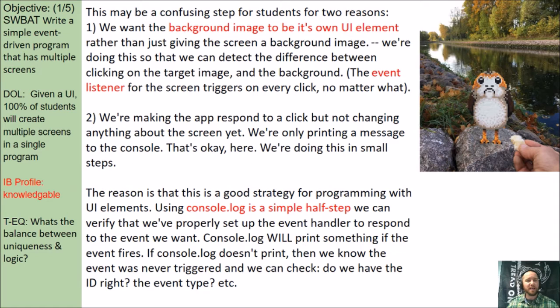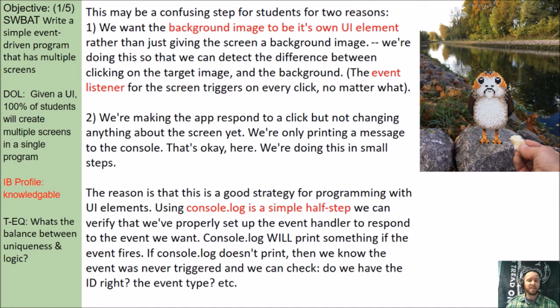Let me just finish the lesson by talking about some things that might be a little confusing. Okay, so the first thing I want to talk about is we want the background image to be its own UI element, rather than just giving the screen a background image. We're doing this so that we can detect the difference between clicking on the target image and the background. Now the event listener for the screen triggers on every click, no matter what, at least according to this code we're using right now. Number 2, we're making the app respond to a click by not changing anything about the screen yet. We're only printing a message to the console.